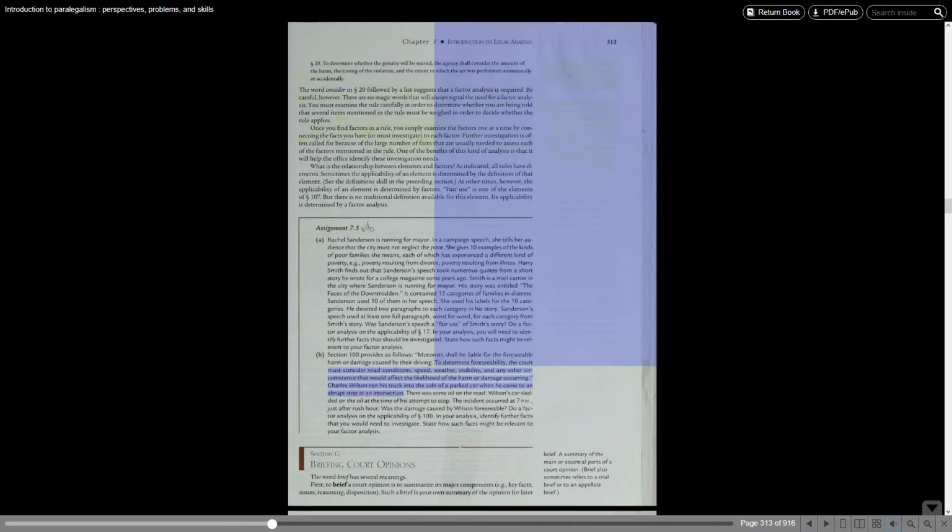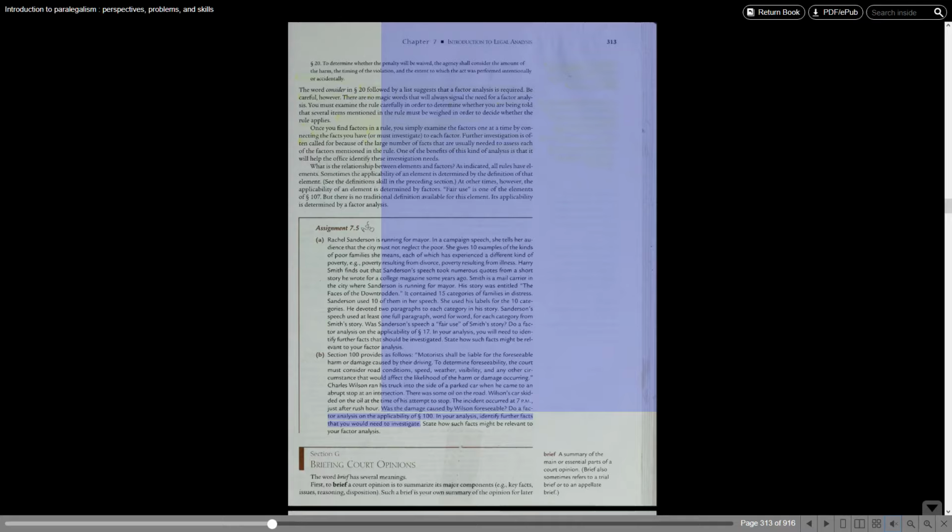Charles Wilson ran his truck into the side of a parked car when he came to an abrupt stop at an intersection. There was some oil on the road. Wilson's car skidded on the oil at the time of his attempt to stop. The incident occurred at 7 p.m., just after rush hour. Was the damage caused by Wilson foreseeable?